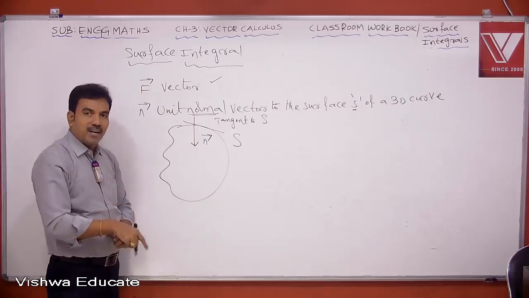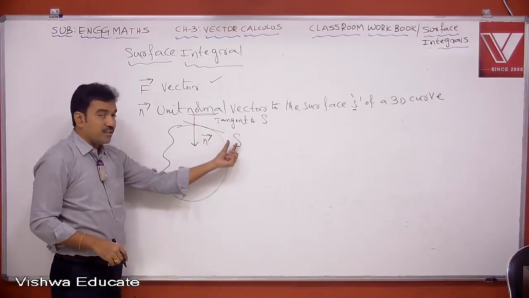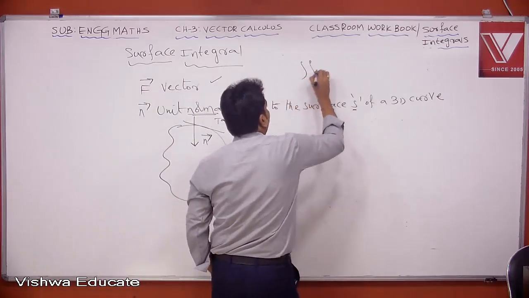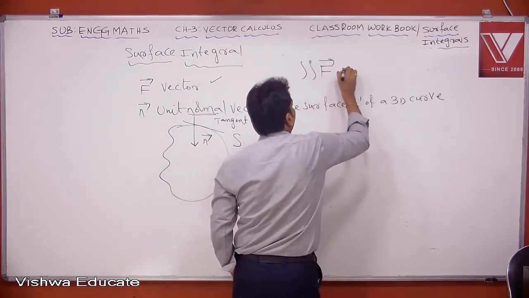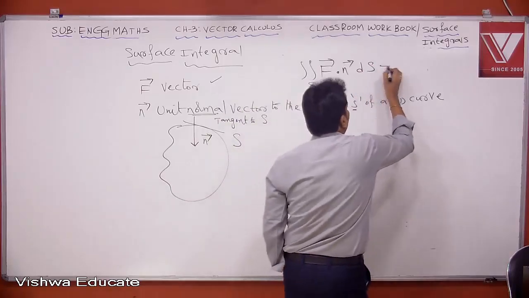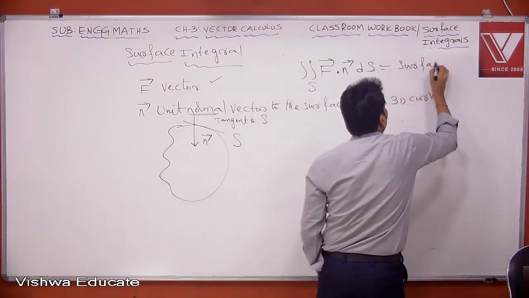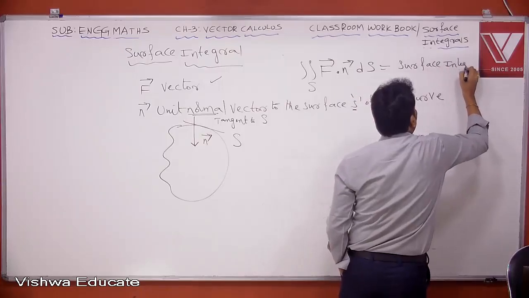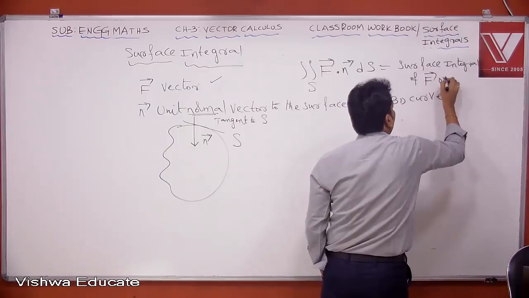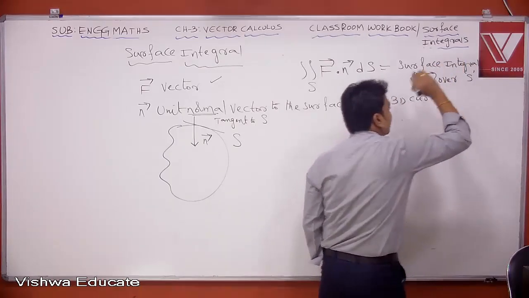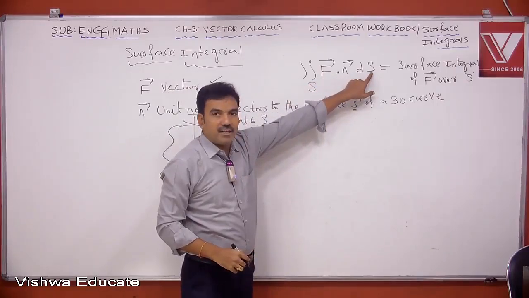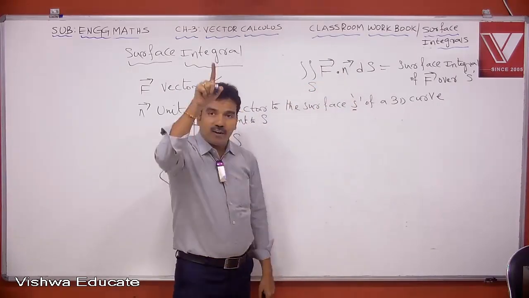So draw one perpendicular vector, the unit normal vector to the surface S, and f bar is a vector. In that case, the double integral f bar dot n bar ds over S we can call the surface integral of f bar over the surface S. So f bar is a vector, S is the surface of a 3D curve, and n bar is a unit normal vector to the surface S.